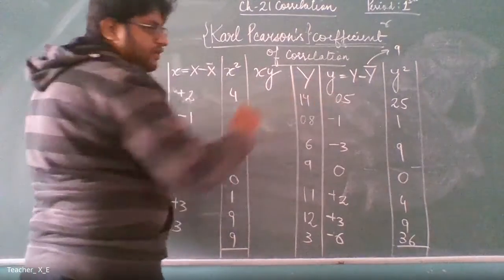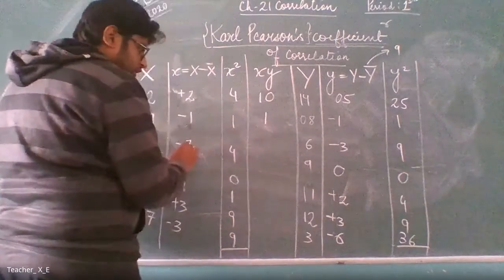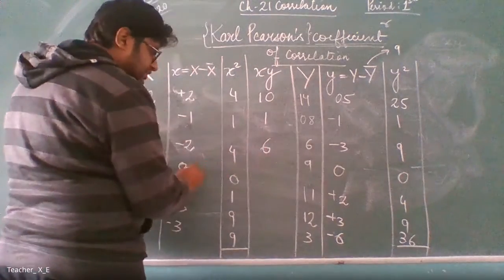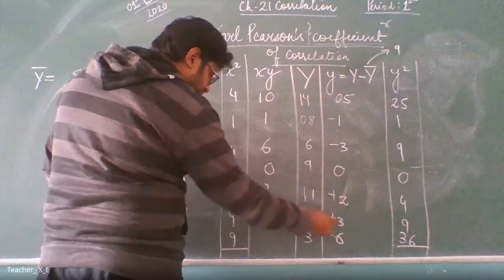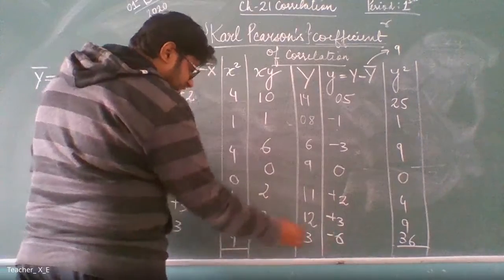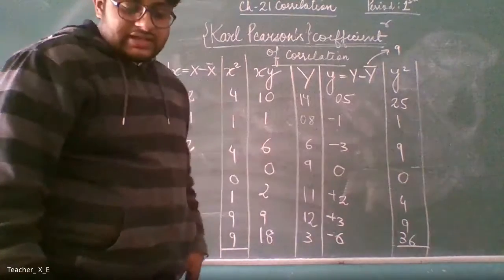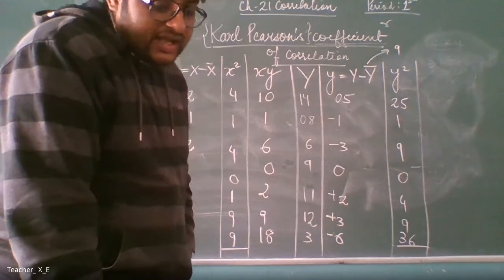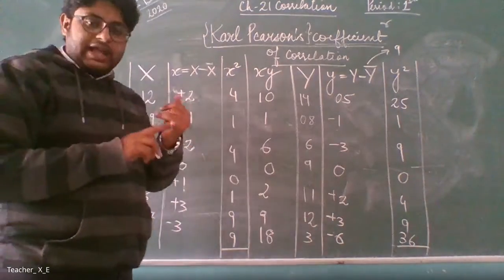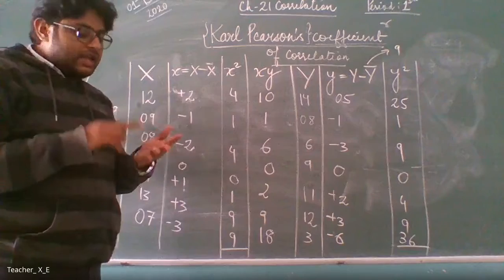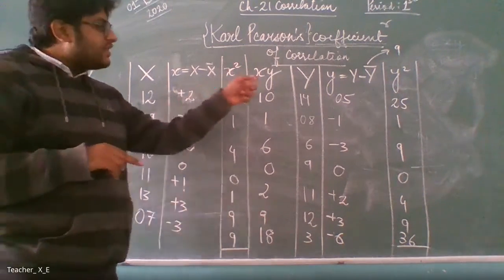2 into 5, 10. 1 into 1, 1. 2 into 3, 6. 0 into 0, 0. 2 into 1, 2. 3 into 3, 9. And 6 into 3, 18. Okay, so we have got xy also: 10, 1, 6, 0, 2, 9 and 18. We have got everything. We have got x square, y square, and small xy also. xy means we have to take the product.